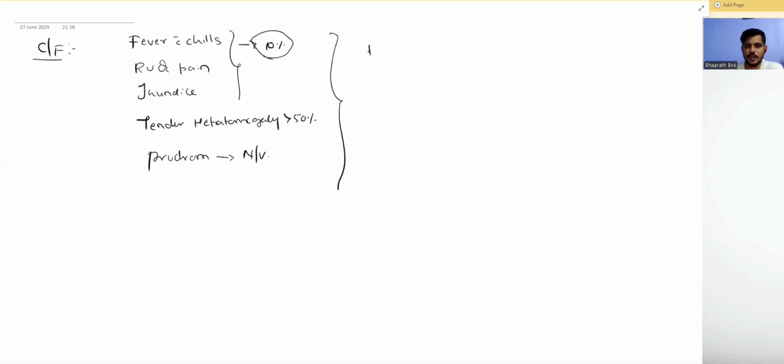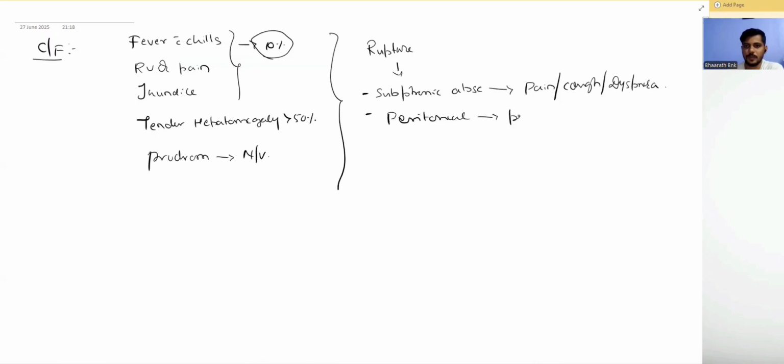Now, if this abscess ruptures, that can lead to subphrenic abscess. So when it leads to subphrenic abscess, then the diaphragm will be involved, and the patients will have pain at the right shoulder tip, they will have cough, and they will have difficulty in breathing, dyspnea. And if the abscess ruptures into the peritoneal cavity, if the abscess trickles down further, that will lead to the features of peritonitis.